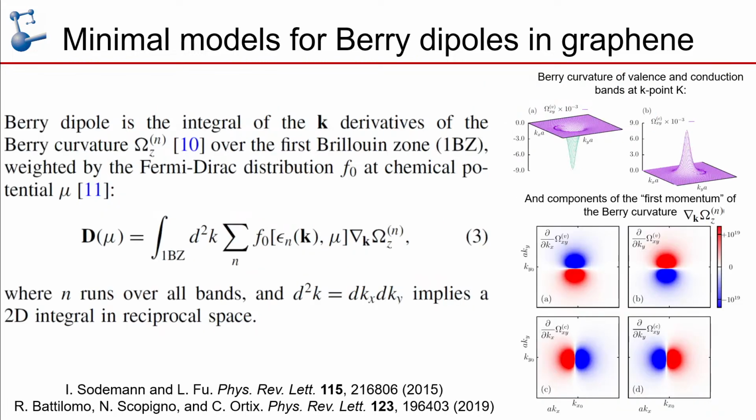And so once you have those terms in your Hamiltonian, you calculate the Berry curvature by the usual means, and it will turn out that there is a dipole moment of that Berry curvature, okay? And that moment is the Berry dipole.